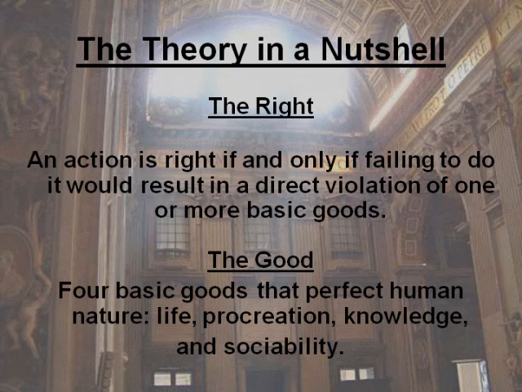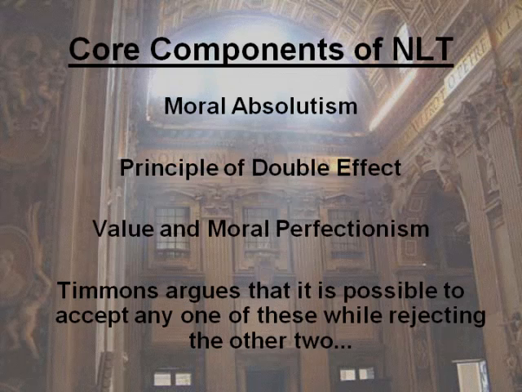Our theory of the good that we discussed in our first lecture came from an understanding of human nature that was heavily influenced by Aristotelian logic. According to rational observation of human behavior, we were able to determine that there are four basic goods that help to perfect human nature, these being life, procreation, knowledge, and sociability.